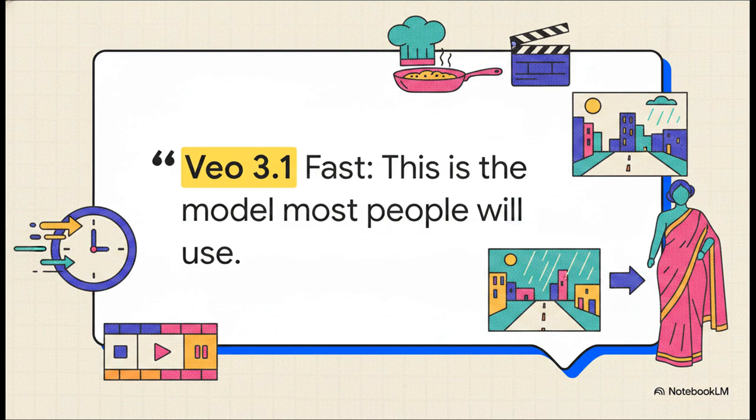Fast actually introduces video editing. You can take a daytime video, upload it, and literally prompt the model to convert the scene into a rainy night, or replace a man walking with a young woman in a red sari. It handles the generation and the edits.